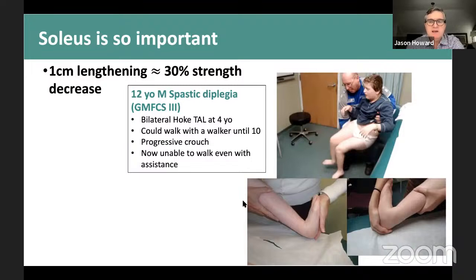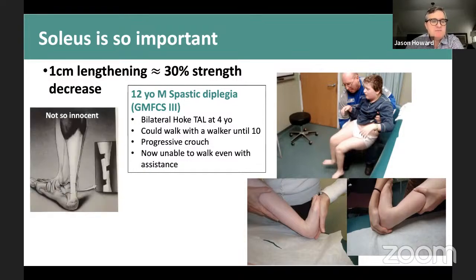Here's a child here you can see on the right-hand side who was a 12-year-old with spastic diplegia. He had a very simple bilateral Hoke tendo-Achilles lengthening, percutaneous lengthening at age 4. He had significant equinus there, but he could walk around with his gait trainer until about age 10. After which that simple surgery at 4 caught up to him, went into progressive crouch, and now he's unable to walk even with assistance. And you see his dad's getting older and it's becoming more of a problem.